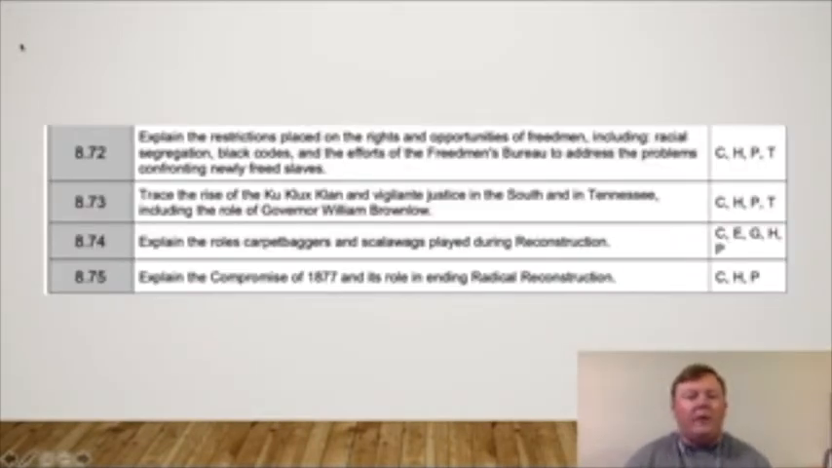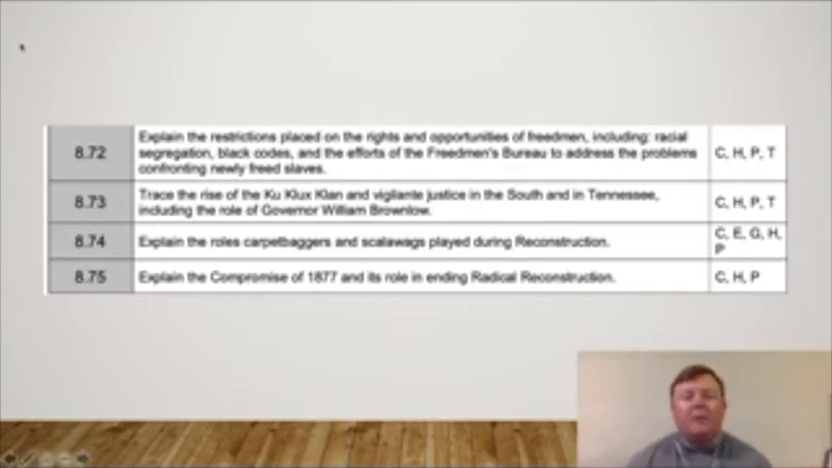So we are looking at our last four standards today: 8.72, 8.73, 8.74, and 8.75. Again, all dealing with Reconstruction. So 8.72, going through them really quickly. 8.72 says, explain the restrictions placed on the rights and opportunities of freedmen, including racial segregation, black codes, and the efforts of the Freedmen's Bureau to address the problems confronting newly freed slaves.